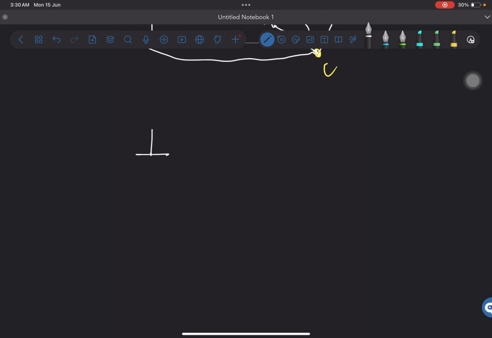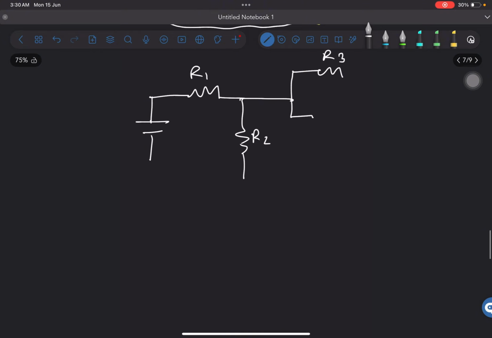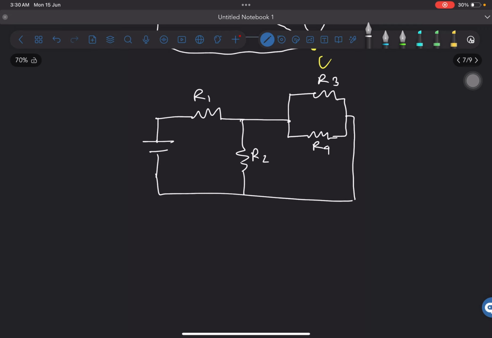Now let's draw another circuit. So over here we have the battery, then we have the R1, then we have the R2, and then over here we have the R3, and then over here we have the R4, and they're connected like this, and then over here we have the connection. So pause the video and try for yourself.